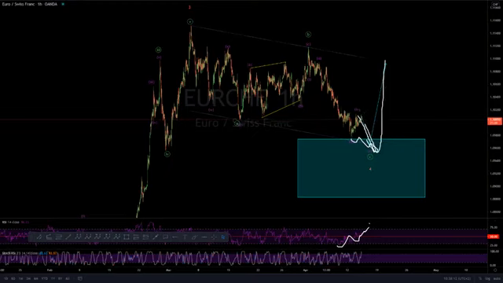For now, we don't have any divergence yet, meaning that this might still give us one more leg to the downside, while this here stays above the 50 mark and gives us this divergence, then we should see a move to the upside here.